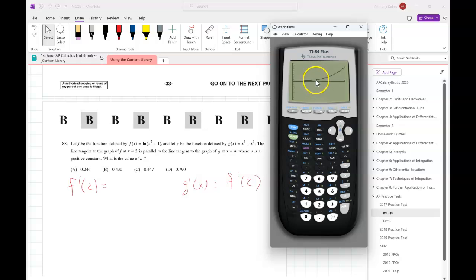Looks like it's happening somewhere over here. Second, trace, intersect, enter, enter, enter. 0.447.